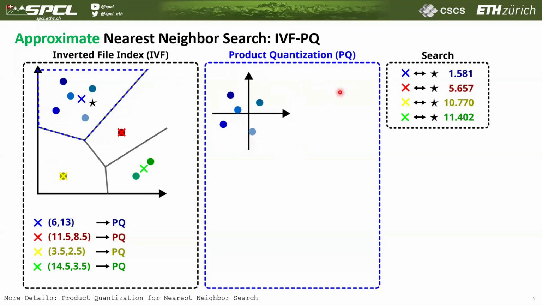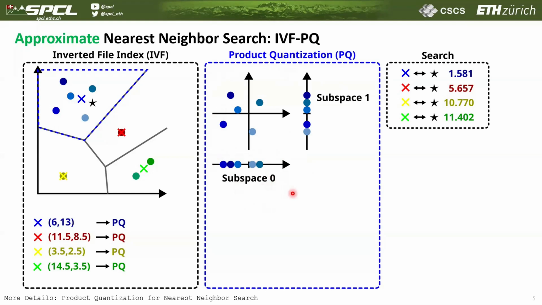And product quantization means that we divide our vector space, which, for example, can have 1000 dimensions, into different subspaces. So, for example, we could have 10 subspaces with 100 dimensions each. So in this example, we only have 2 dimensions in the original space, and we divide it into 2 subspaces, each subspace with only 1 dimension. And we now add our data points to these subspaces.